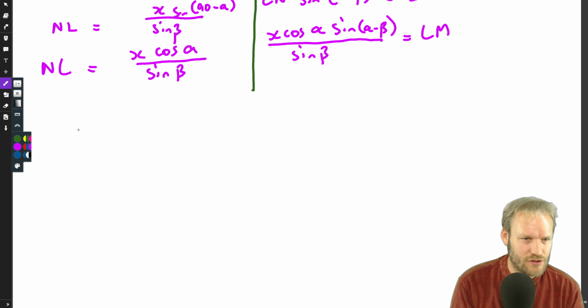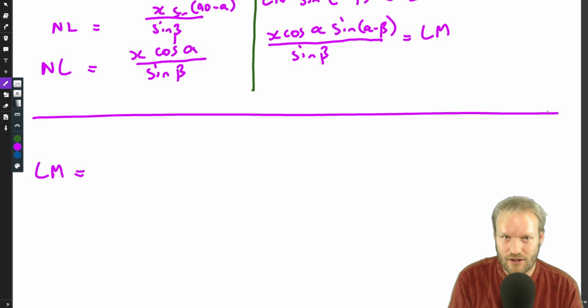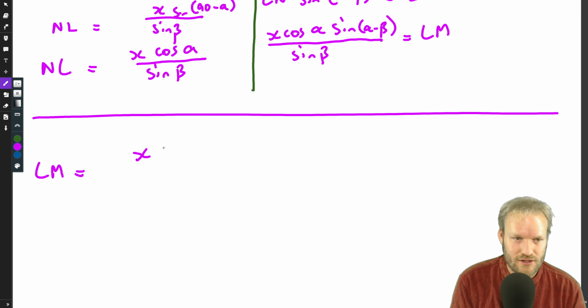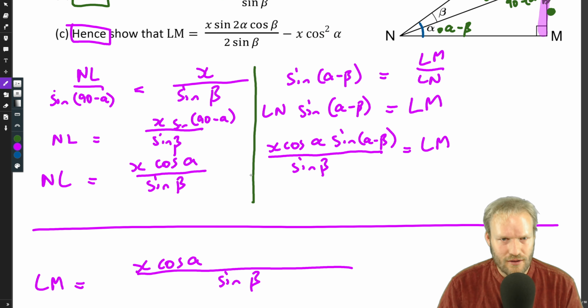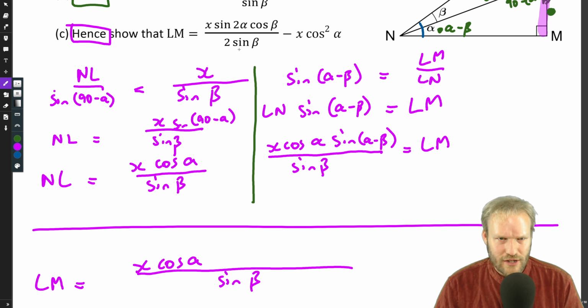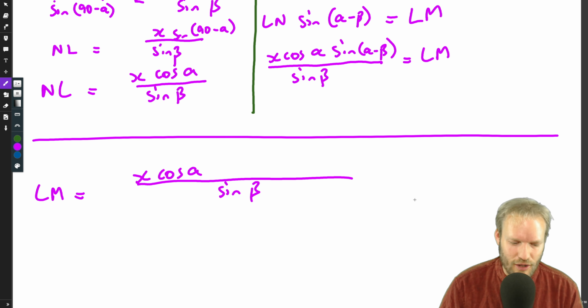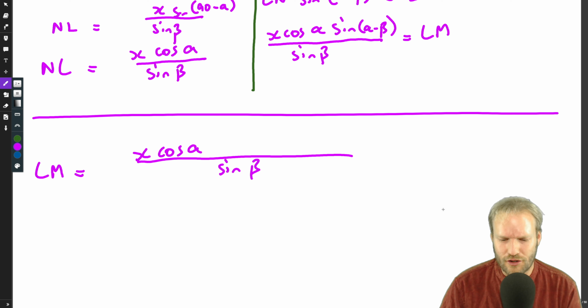So let me just put that over here. LM equals, this is part C now. We've got x cos alpha sine beta. Now it's almost looking similar to where we're trying to go to, but there isn't an alpha minus beta. There's sine 2 alpha, there's cos beta. So let's use our compound angle formulae and just reach for it.